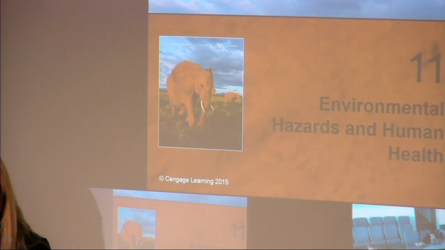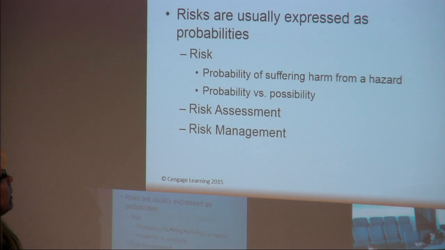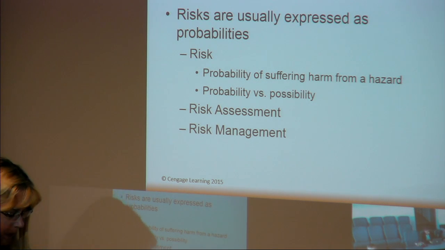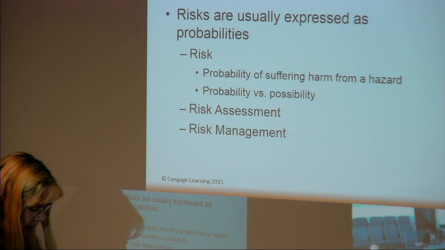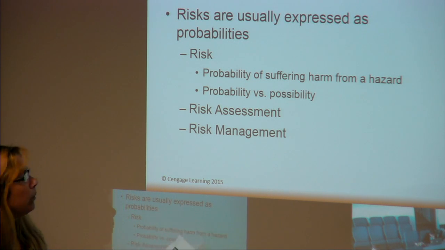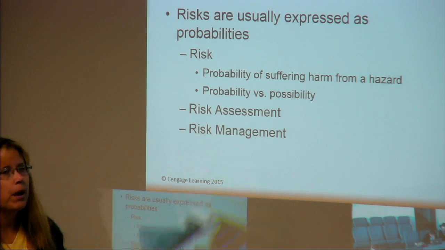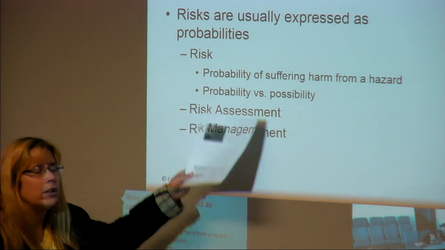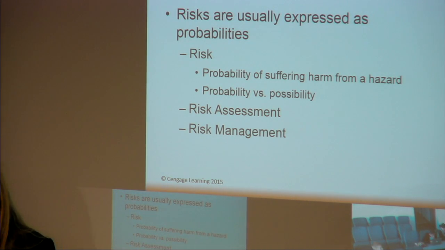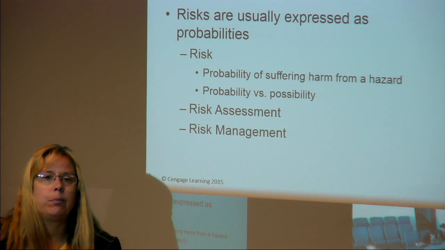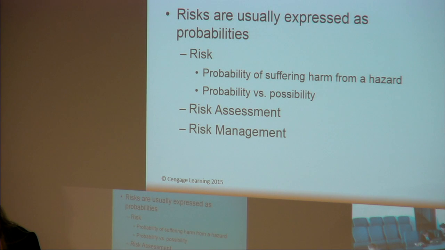Environmental hazards and human health. Okay, so as far as hazards are concerned, basically the way we express them is for the most part as probabilities. So first you have a risk, and like I said, we do it as a probability, but you have to understand the difference between probability and a possibility. Probability is a percentage.